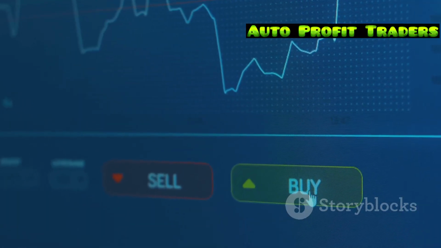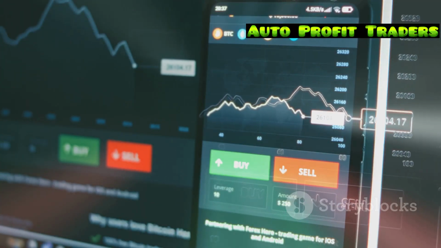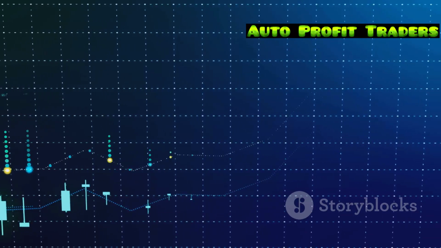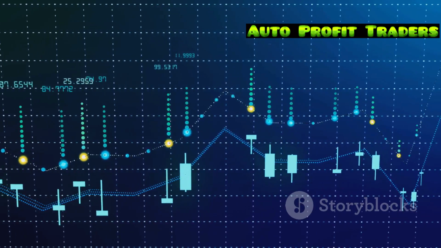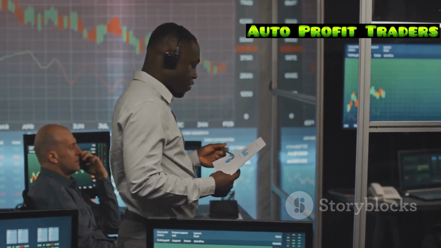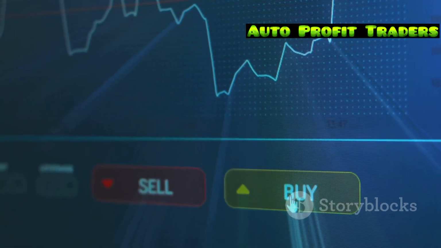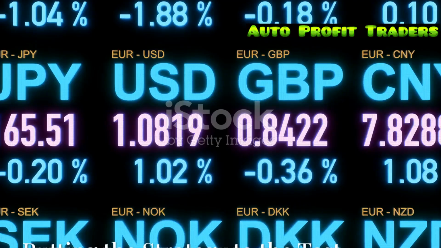Place your stop just beyond the zone. If price breaks it, your idea is invalid. Set your target at the next key structure, previous high or low, or the next zone. This approach turns trading into a calculated business, not a gamble. Every entry, stop, and target is logical and planned.